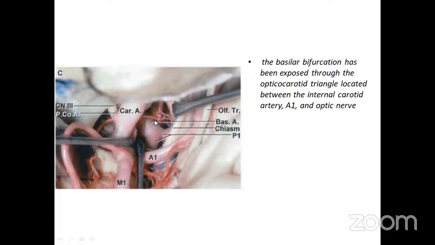And we can see below, through this triangle, the basilar bifurcation. This is the basilar artery. The basilar artery divides into posterior cerebral arteries, as we can see in this diagram. The ipsilateral and contralateral P1 segments of the PCA are visible.